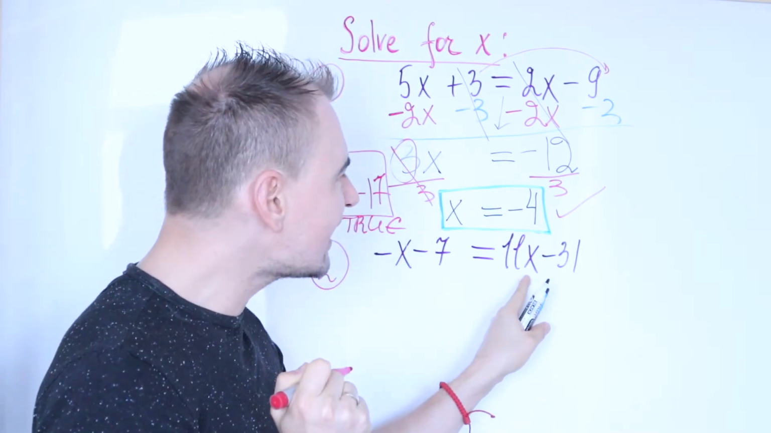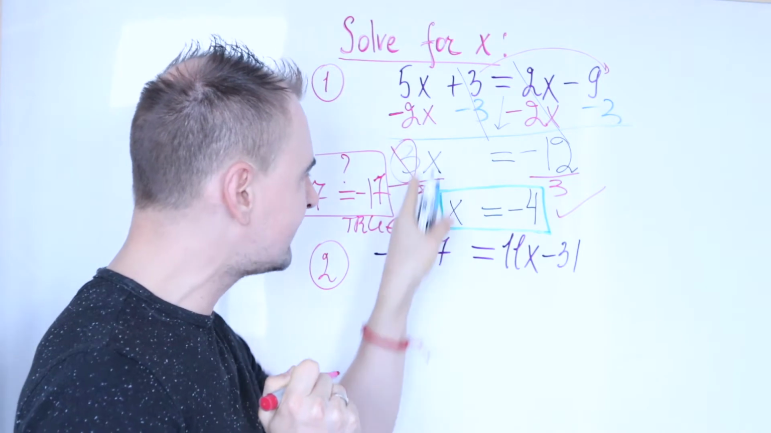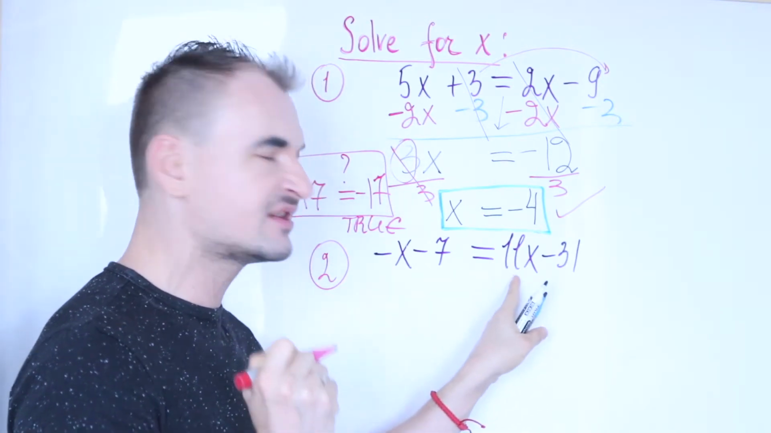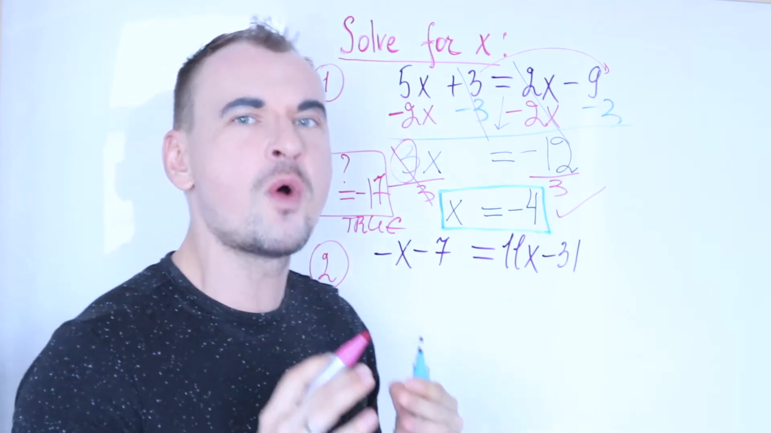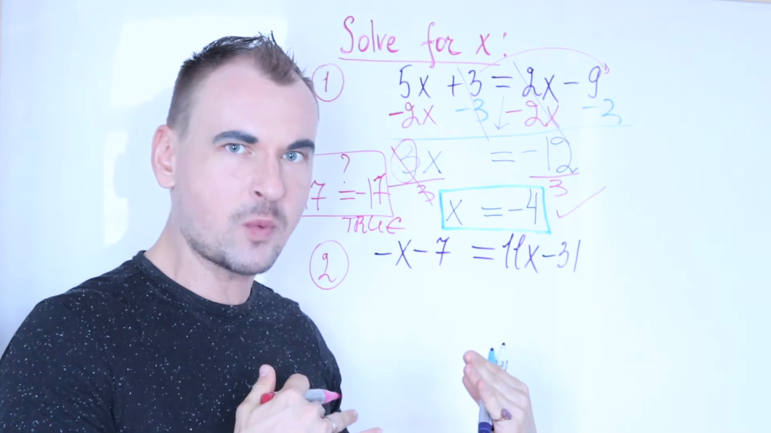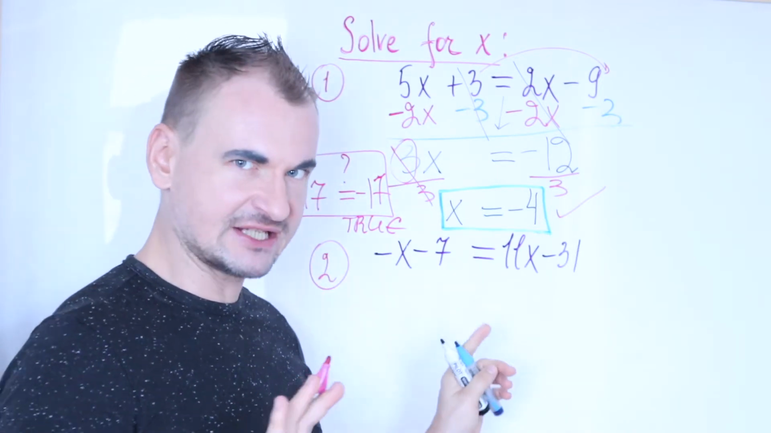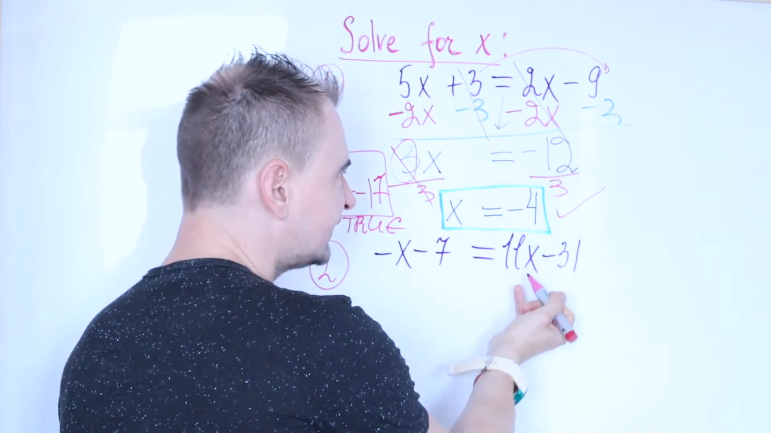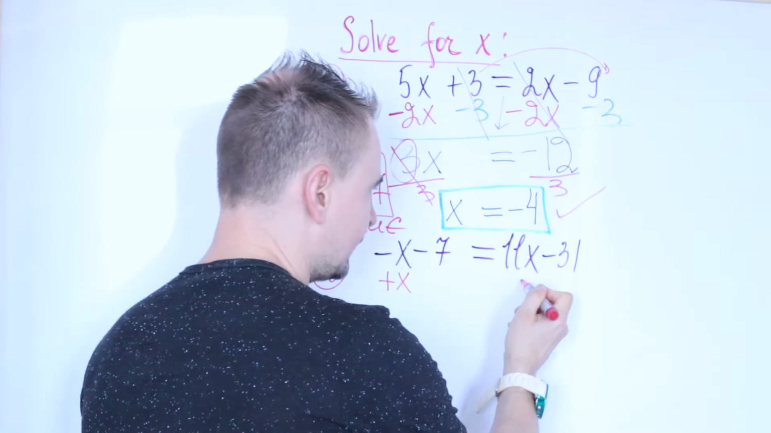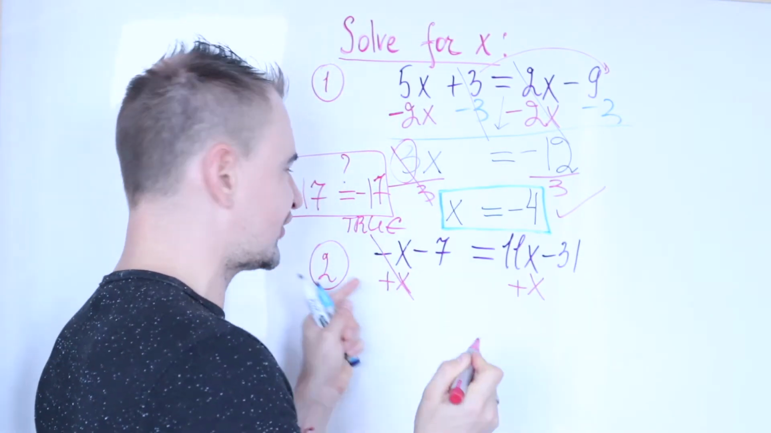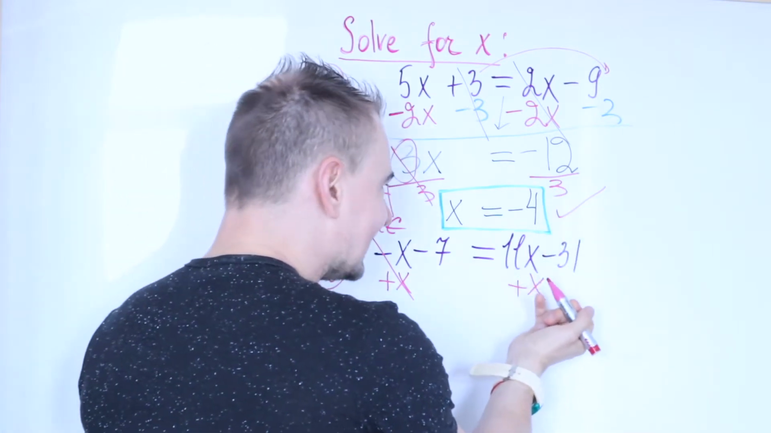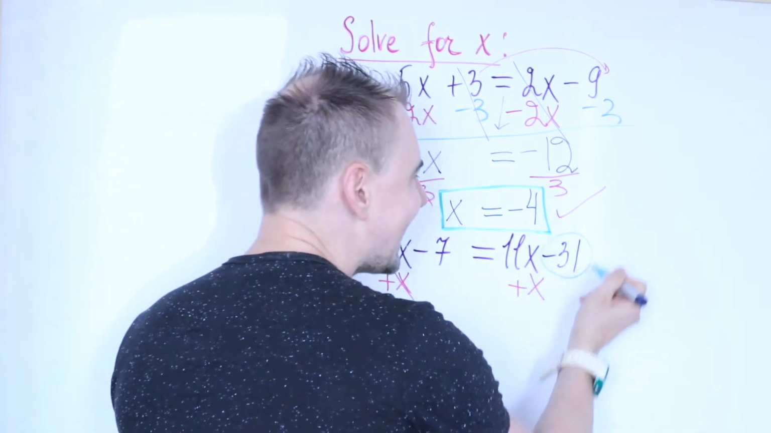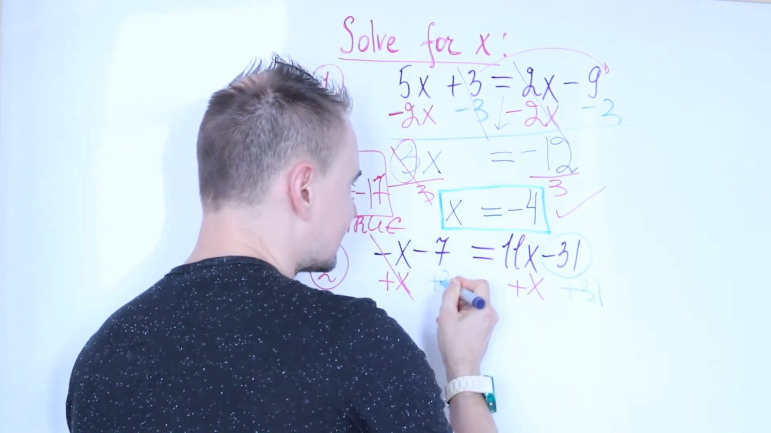Well, you can move 11x to the left side like I did before, but you would get a negative term. Negative x and negative 11x gives you negative 12x. So I want to avoid this. Again, you could do it that way, but I wanted to avoid negatives, so I would just swap the order. I'm going to move this negative x to the right side by adding x to both sides of your equation. We do the opposite, and on the left side x goes away. And I'm going to move the constant, negative 31, to the left side by adding 31 to both sides of your equation.